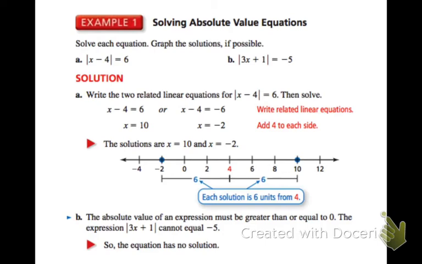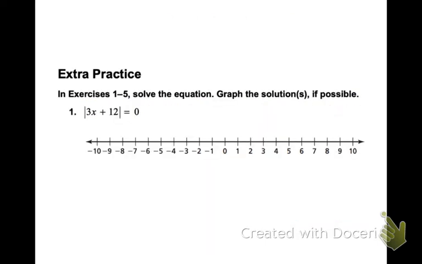Let's try some from our student journal on page 21. Well, 20 and 21. So we'll start with 1. In this case, we have the absolute value of 3x plus 12 is equal to 0. Because 0 doesn't have a negative value, we really only have one linear equation. This is the one exception, that when it is equal to 0, you have one equation to solve.